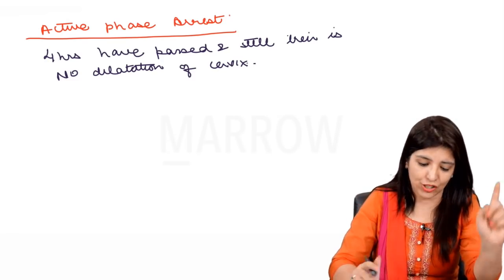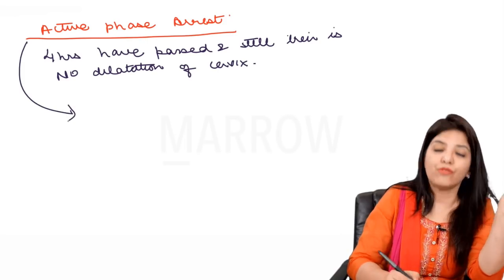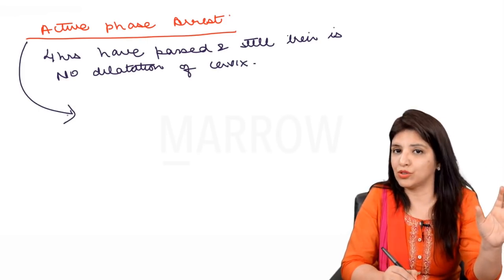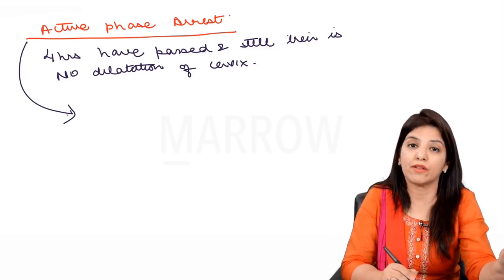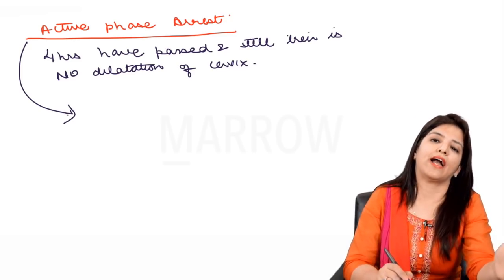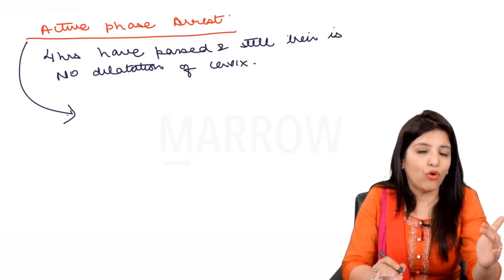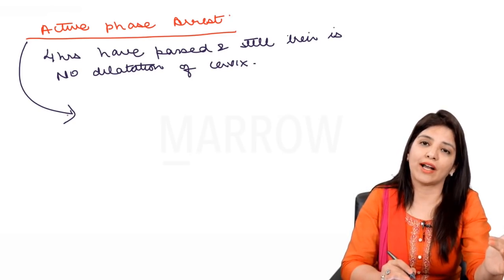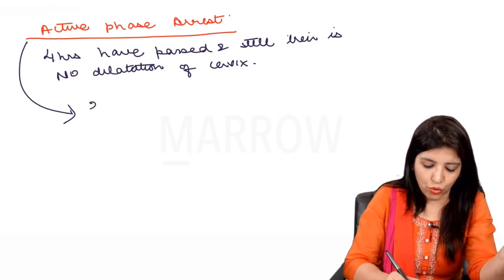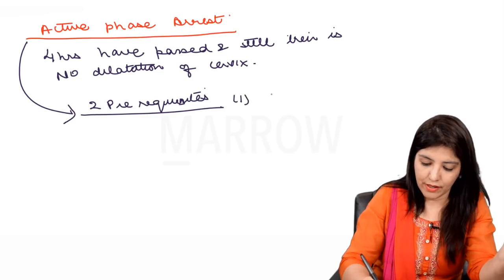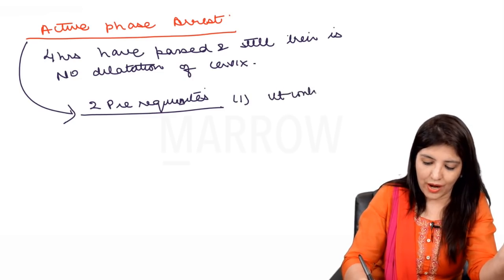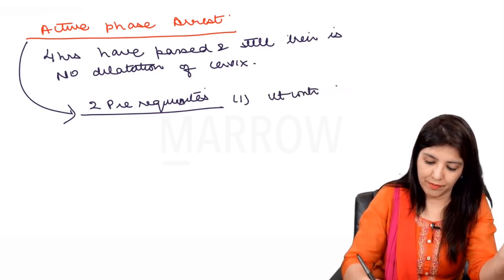But then there is a catch here. Active phase arrest is a big diagnosis to make, because now the only management left for you is cesarean section if it is actually active phase arrest. So before you make the diagnosis of active phase arrest, there are 2 prerequisites. Number 1, uterine contractions should be adequate.